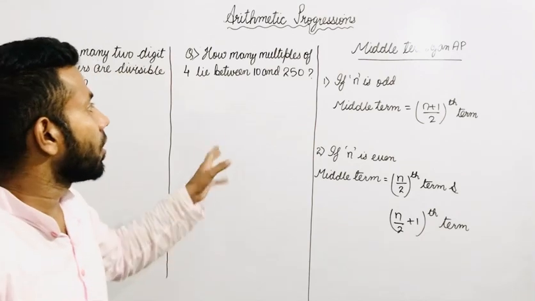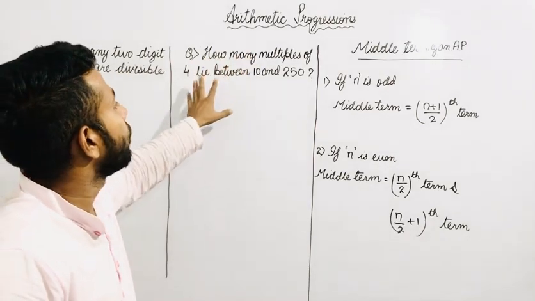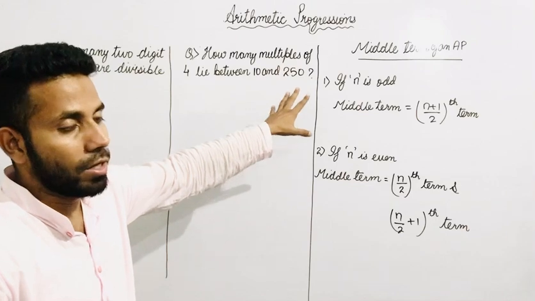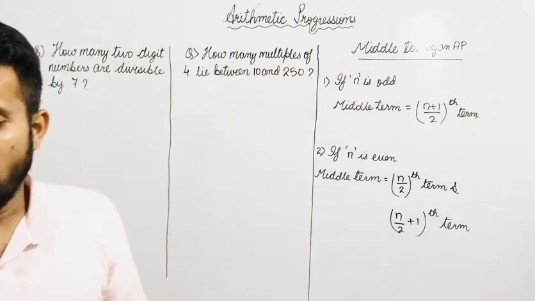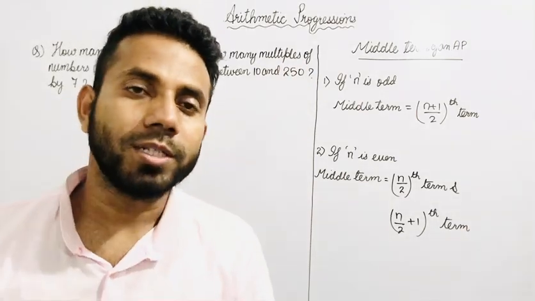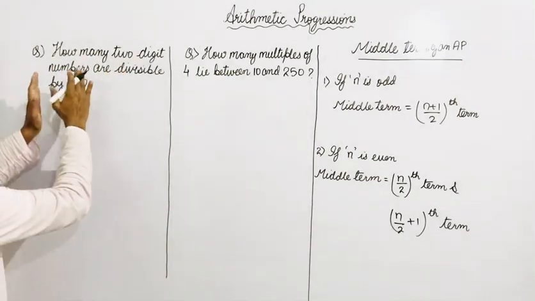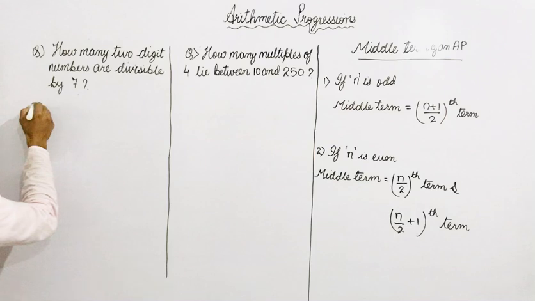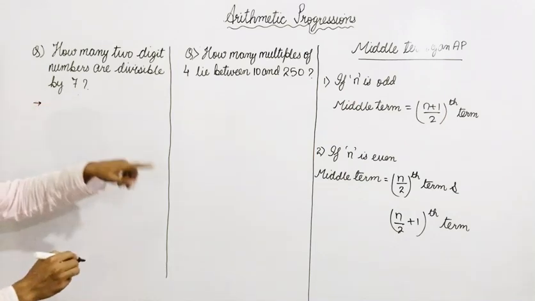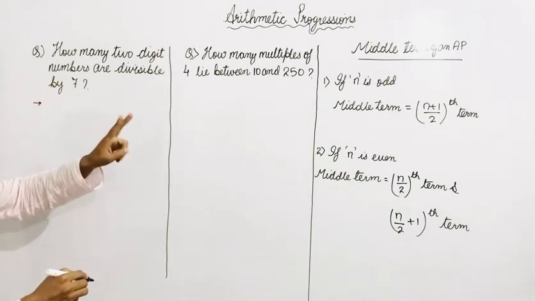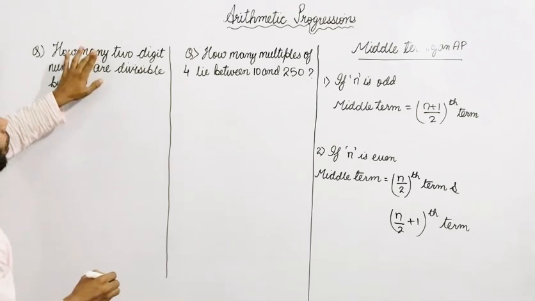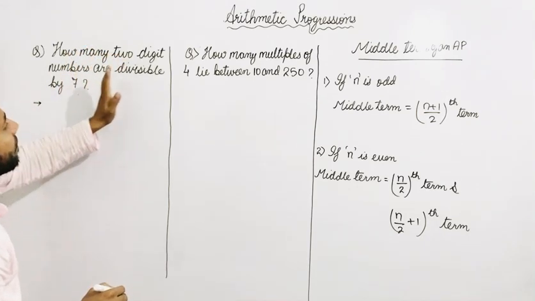If such a question arises, like how many multiples of 4 lie between 10 and 250, the very first thing that you need to do is construct an AP. So how many two-digit numbers are divisible by 7? Let us construct an AP of those two-digit numbers that are divisible by 7.